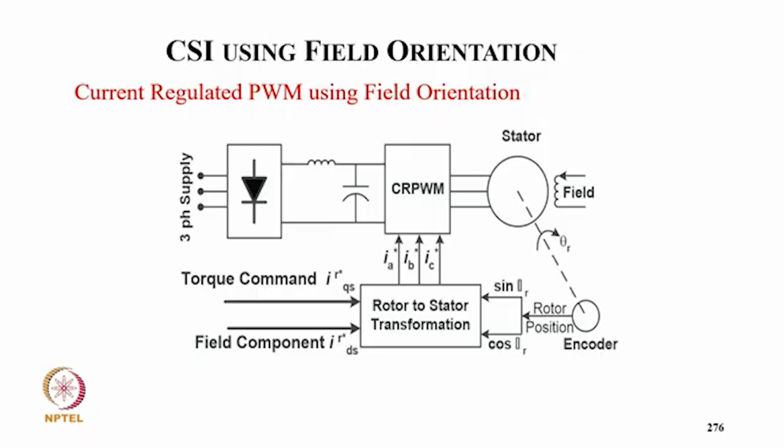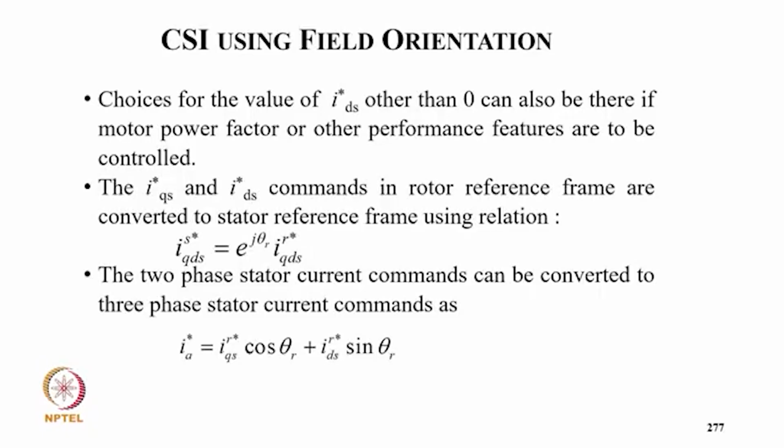So we have a torque command and a field current command, a reference current, and we have the position. Then we get a reference current for the current-regulated pulse-width-modulated voltage source inverter, and the field current we control separately. So the choice is for the value of IDS star, which can be 0. The motor power factor or other performance features are to be controlled.